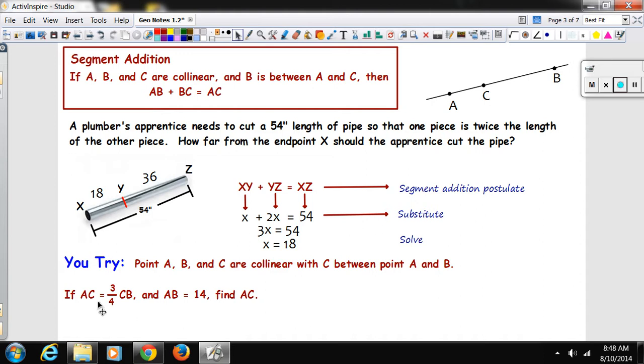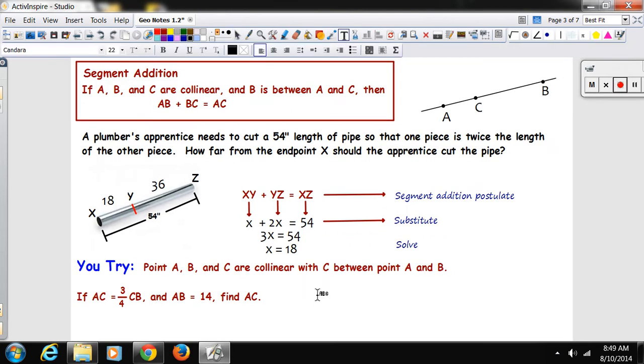If AC is 3/4 CB and AB is 14, then find AC. So you're looking at that. Now pause the video, see if you can figure out how to do that, and then when you turn it back on, we'll solve it. Alright, let's see how you did.